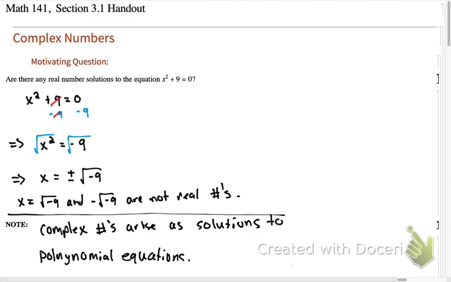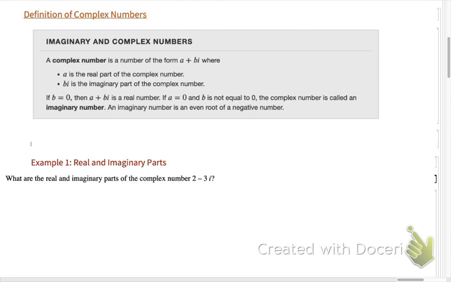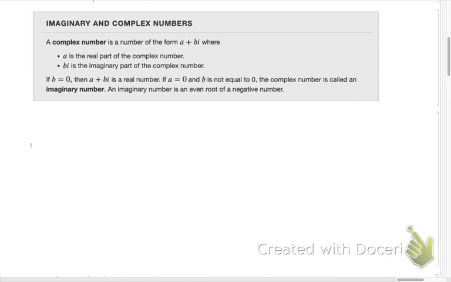So let's talk about what complex numbers are. Now, complex numbers arise in various applications, such as electrical engineering and other places, but for us, they're just going to arise as solutions to polynomial equations. Some polynomial equations will only have real number solutions, or only complex solutions, and actually some polynomial equations will have both real number and complex solutions. So we'll start here with the definition of a complex number. Now, let me give you some background here below the definition before I revisit it.